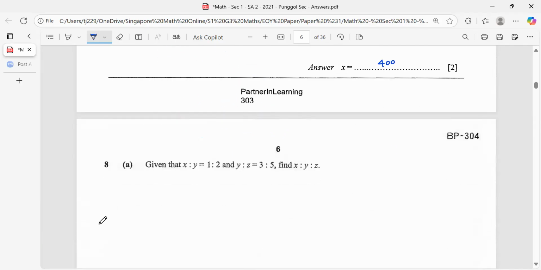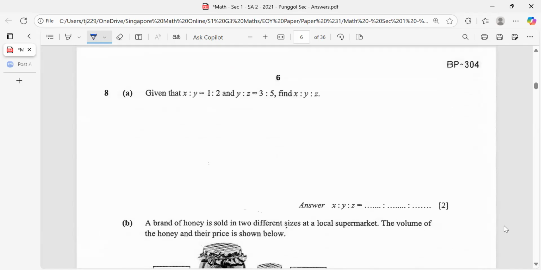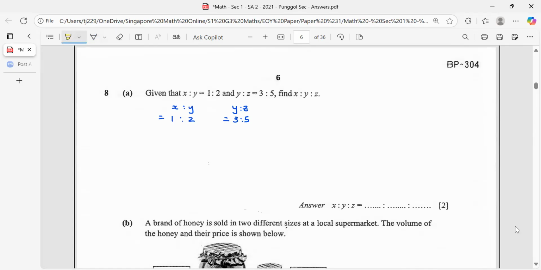Let's move on. Okay, question 8. Given that x to y is 1 to 2, y to z is 3 to 5, find x to y to z. So let's put down the information. And you will realize that what seems to repeat is the quantity of y. So between 2 and 3, they both belong to y.